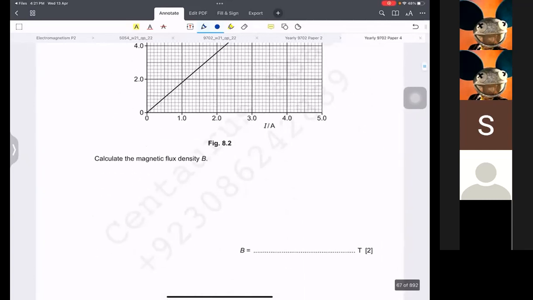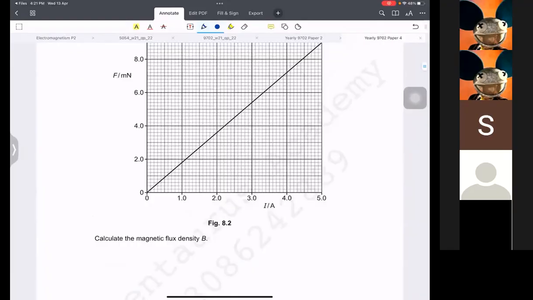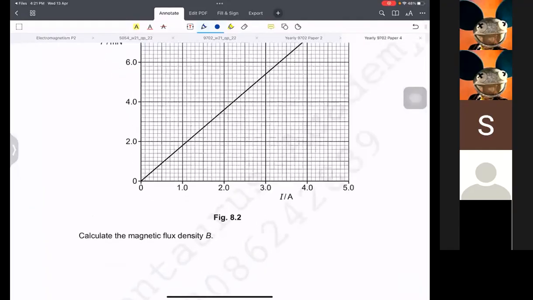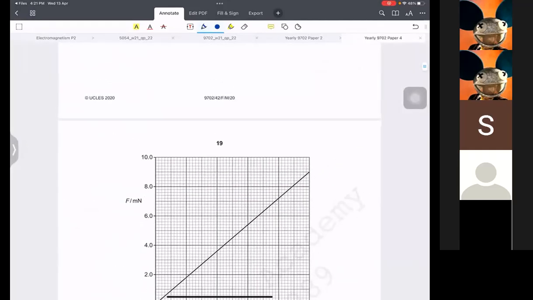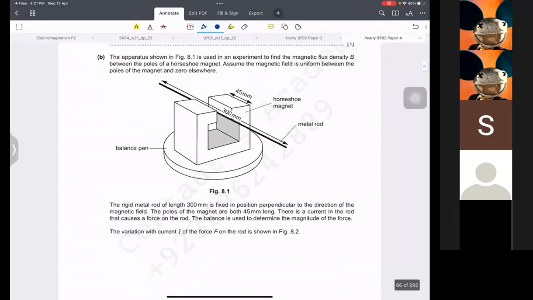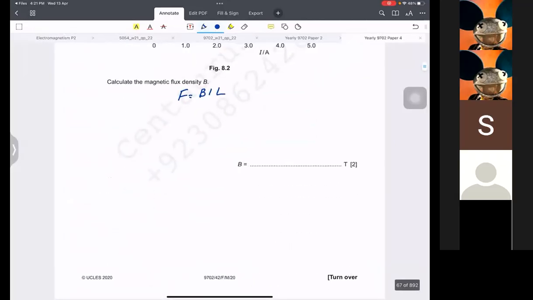Now, okay. All right. Calculate the magnetic flux density. So you have force and current, right? So F equals to BIL. We have the length. We should have length, right? That is 45. Length is 45 actually. The effective length we always take, okay? 45 क्या था वो? Centimeter, millimeter.